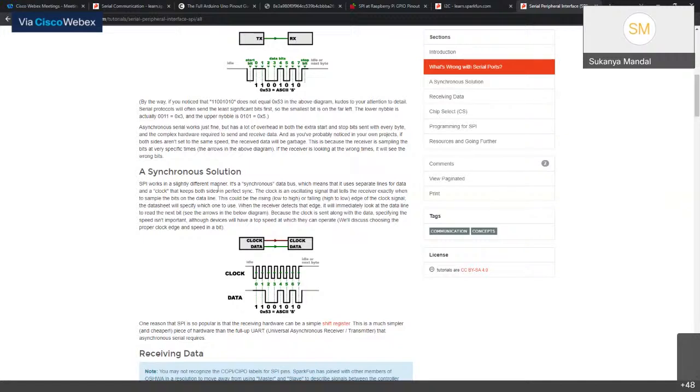So basically, again, 0, 1, 0, 1, 0, 1, 0, 1, depending on the data that you're transmitting, the clock synchronizes. When the receiver detects that edge, it will immediately look at the data line to read the next bit. Because the clock is sent along with the data, specifying the speed here is not important. So here we are not much concerned with the baud rates because there's a clock that is responsible for syncing up the data communications.